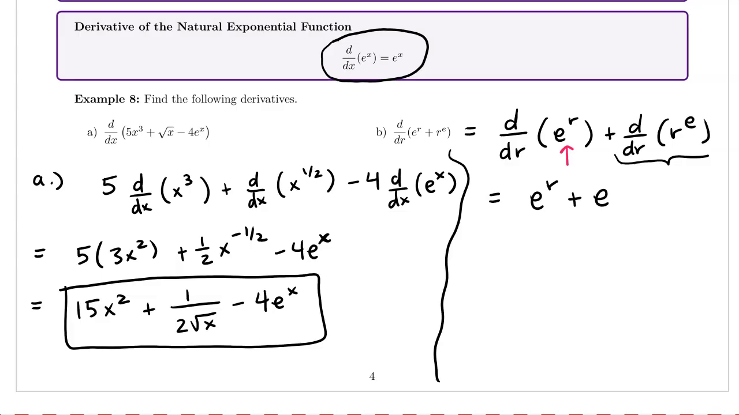And so I would bring the power down times our variable r, and then my new exponent would be e minus 1. So here is our answer for part B.